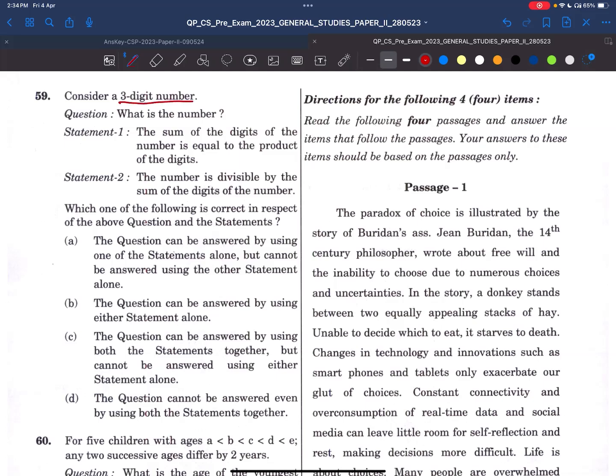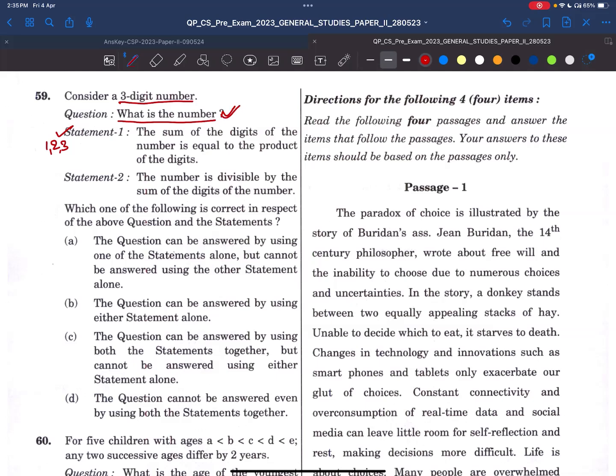Consider a 3-digit number. He's asking what is the number. Statement number 1: the sum of the digits of the number is equal to the product of the digits. When is it possible? It should be 1, 2, 3 only. The digits should be 1, 2, and 3. They can shuffle, either 122, 123, 132, 213 or something. We'll get 6 possibilities. He is asking what is the number, that means it should be a unique number.